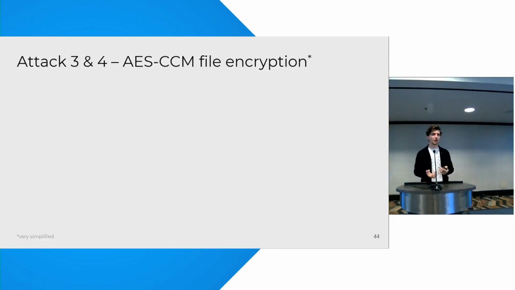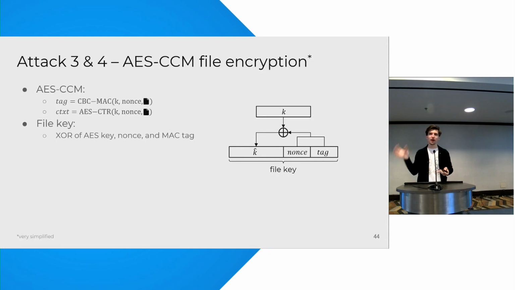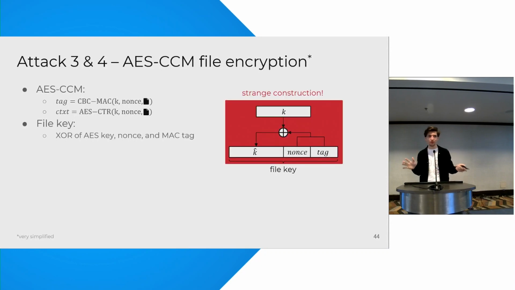And this is possible because of the way how Mega designed their file encryption. So what they're doing is they're encrypting files with AES-CTR and then performing a CBC MAC on top of the file. And the thing that we call file key is the concatenation of the nonce and the message authentication code together with the XOR of those 2 values with the AES key K. Now, if you're confused at this point, this is maybe because this is indeed a very strange construction, and we're going to attack this one.